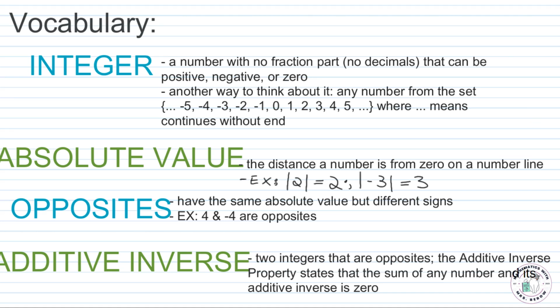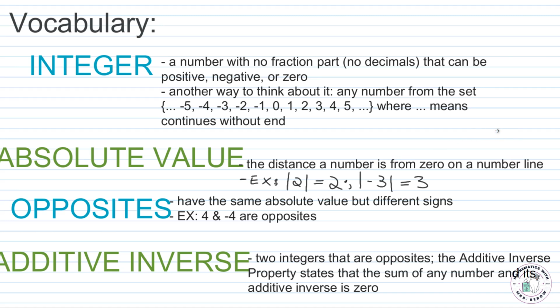Absolute value is the distance a number is from 0 on a number line. So as a reminder, we use these bars here to indicate absolute value. And so this question would ask, what is the absolute value of 2, which is 2, because this value of 2, again, it's 2 units away from 0 on the number line. And then same over here, right? Absolute value of -3, this would be +3 because -3 is just 3 units to the left of 0, but the distance is 3.